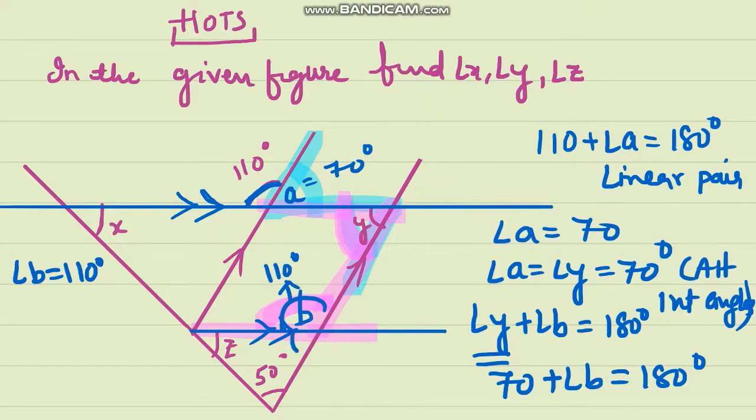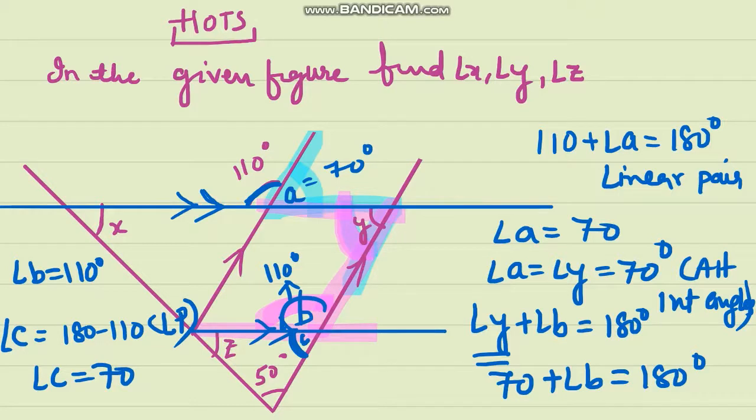Now see the angle beside B. How much is this? Suppose this angle is C. So C will be equal to 180 minus 110, because it is again forming a linear pair. I am writing LP for it. So angle C will be equal to 70 degrees.